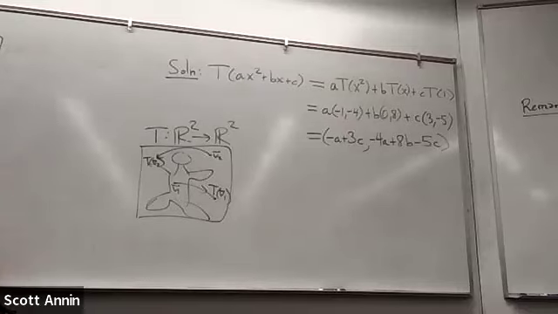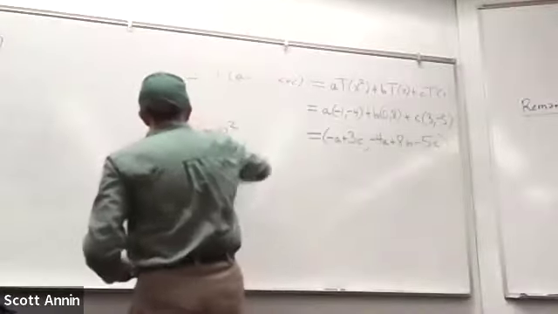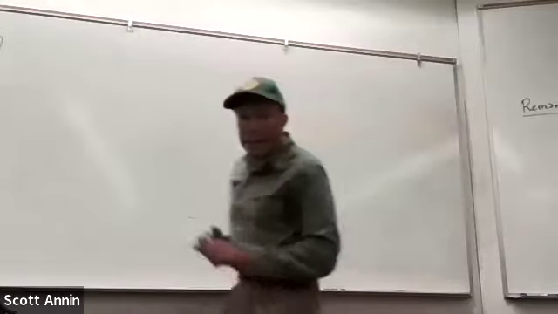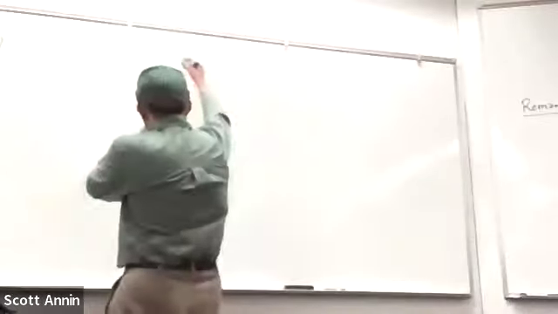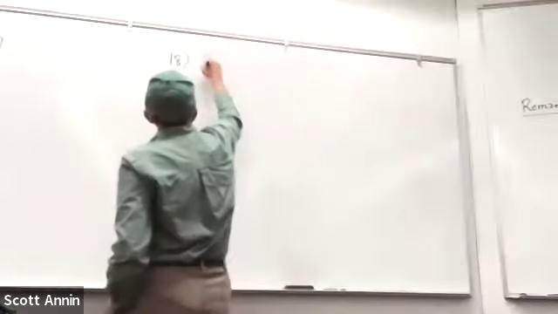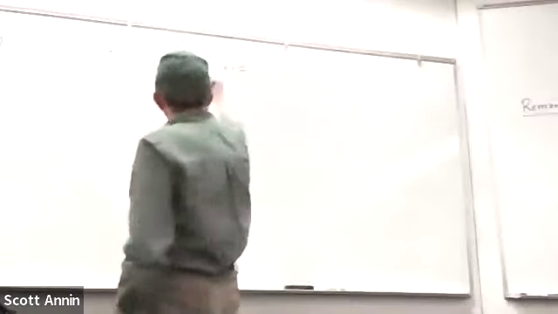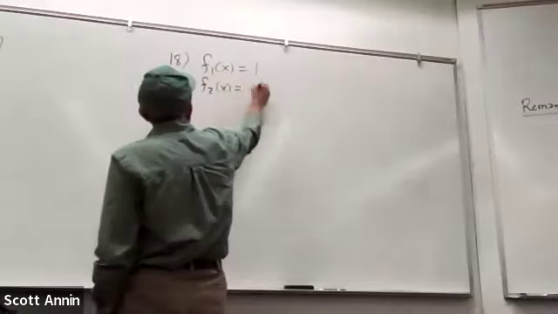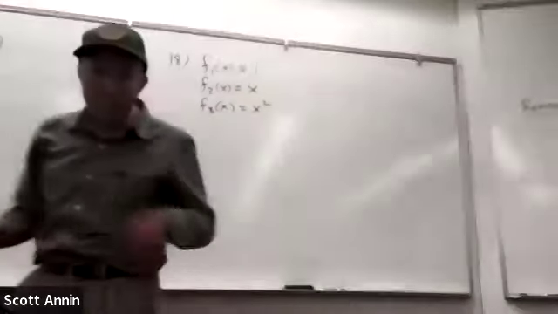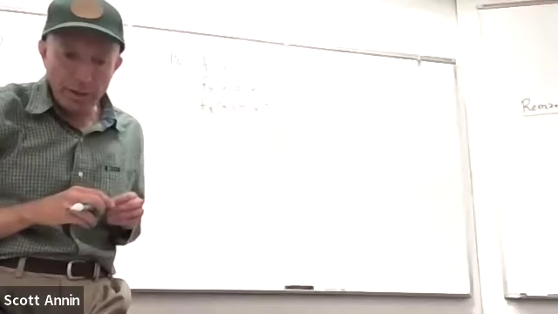Okay, so that's 21. The other one from this section is number 18. Let's see, 18 is kind of similar to one that I did last week, but let's just write it down. This one is involving polynomials. So f1 of x is 1, f2 of x is x, and f3 of x is x squared. So just your standard basis vectors for the world of polynomials.